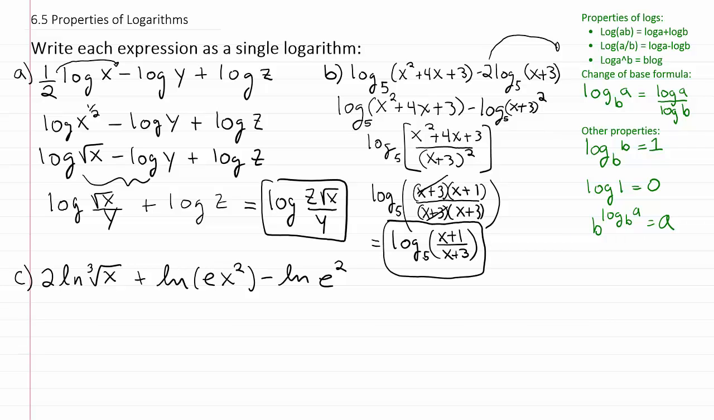And that's it for that one. All right, let's take a look at our last example, example C. So any exponent again, or any coefficient should be written as an exponent.